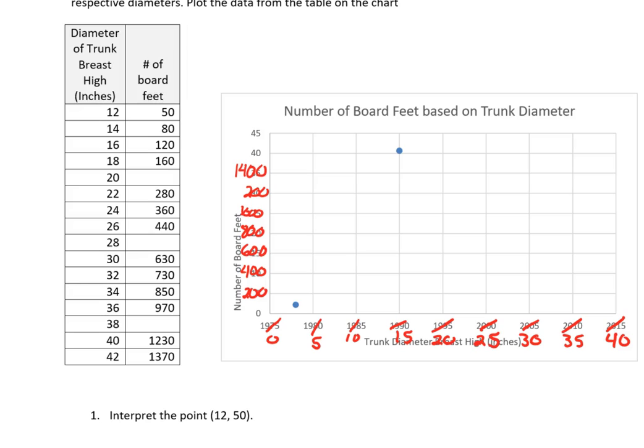All right, we noticed that the table had some weird values on it, so I've adjusted it. The bottom numbers were counting by 5s, and this is the trunk diameter. And then the vertical axis, we had to count by 200s, and that's the number of board feet.